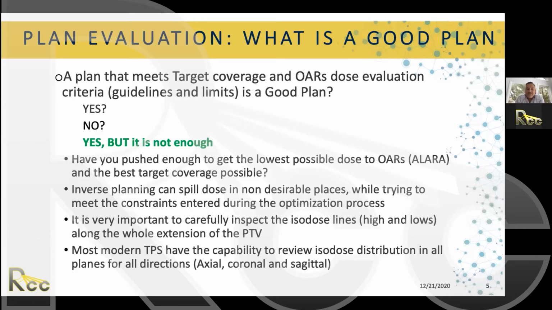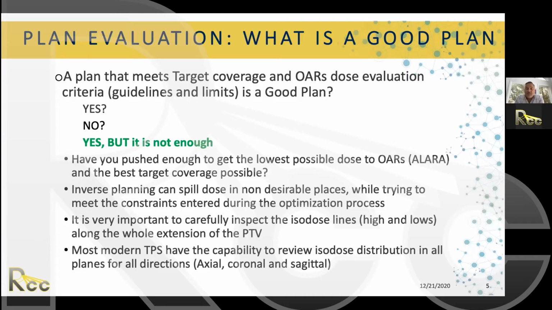So, for example, have you pushed enough to get the lowest possible dose to ORs, with the ALARA criteria, as low as reasonably achievable, and the best target coverage possible? Basically, yes, I met all the constraints, but can I do better? Can I decrease the dose to certain ORs? Or can I improve the coverage a little more? So again, you met the constraints and the target coverage, but did I do a good job to make it as low as possible, especially for the ORs?